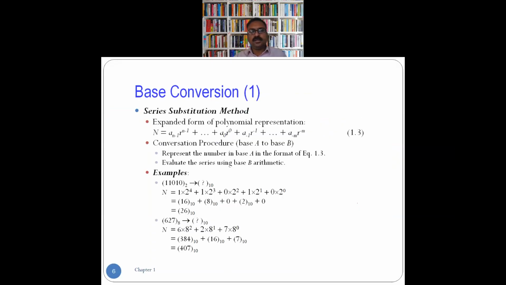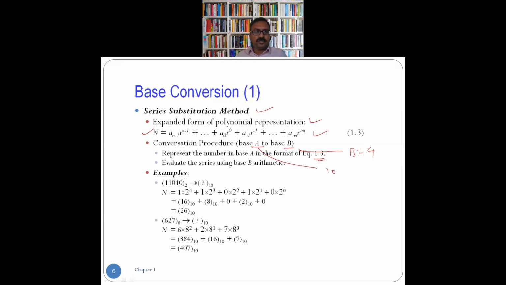So this also we discussed already. Base conversion, already we discussed this. There are two methods. The series substitution method means the expanded form of polynomial representation, where whatever number is given will be converted into a decimal number by this method. Then the conversion procedure, for example, base A to base B. For example, base A is 10, base B is, for example, 4. Then represent the number in A in the form of equation 1.3, by using a decimal number, then you convert.